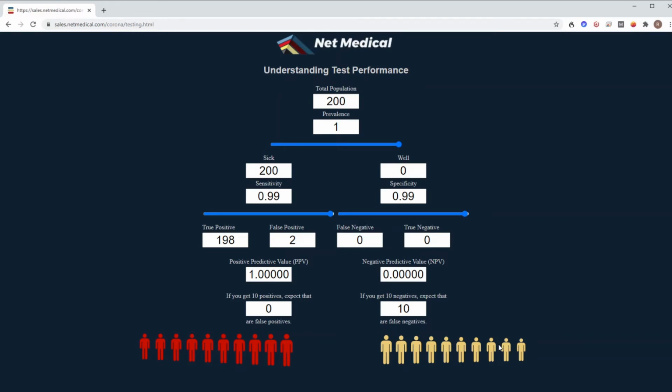Because we know everybody's sick. So the 10 negatives that it did cough up, those are false negatives. Now let me do the other way.